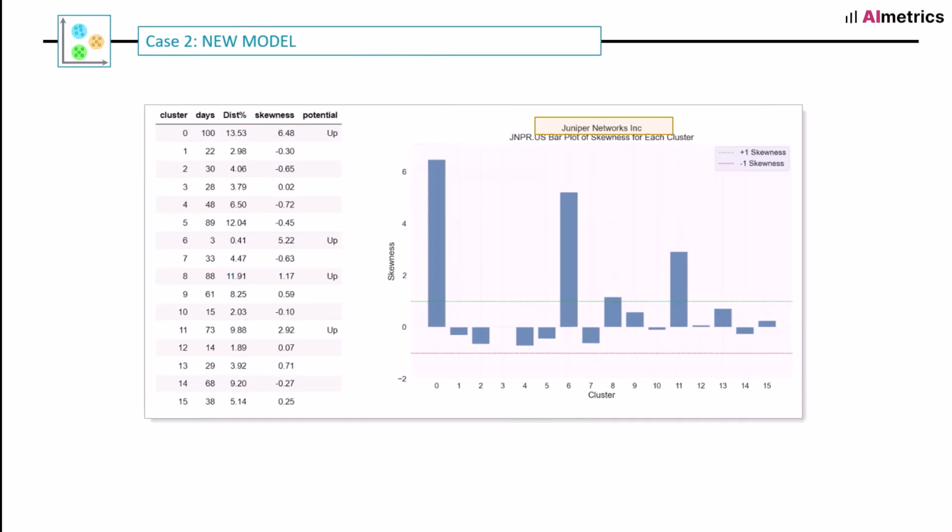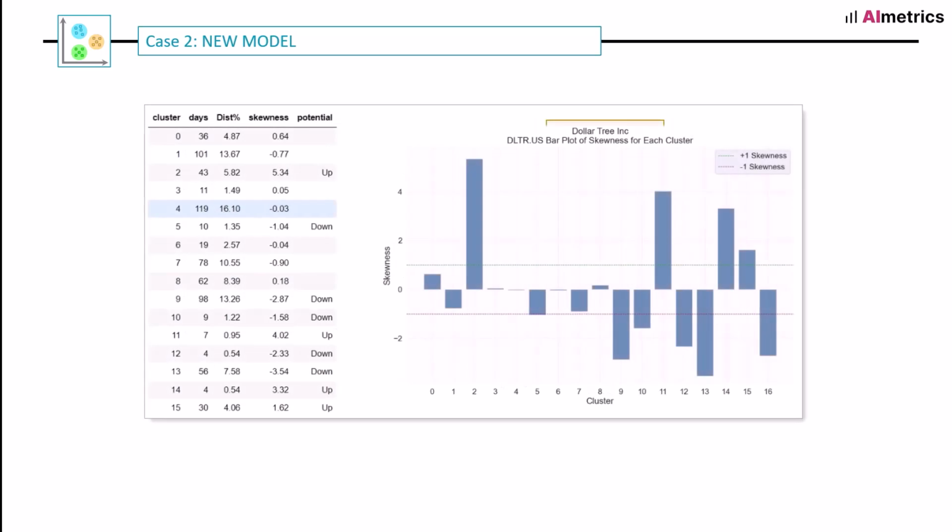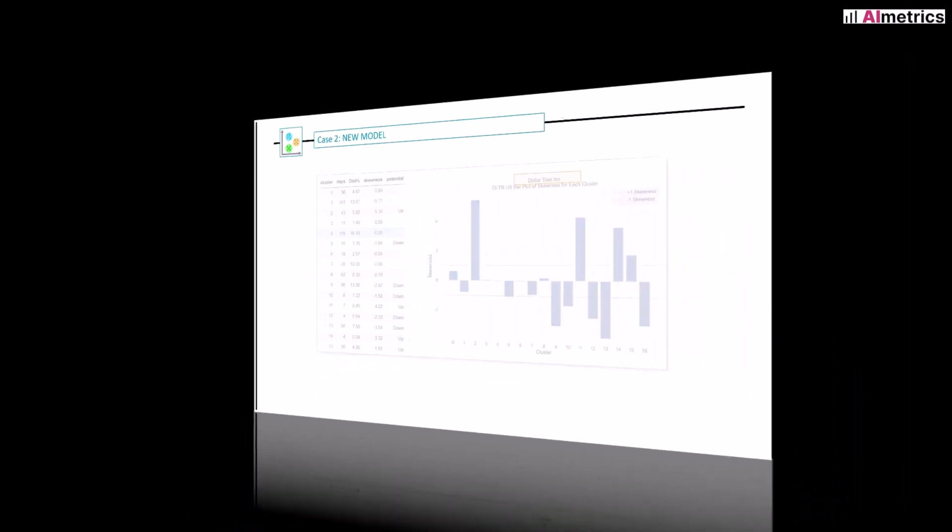When Juniper Networks is in cluster 0, 8, or 11, it will generate a bullish signal. It will not tell us where to buy and sell, but it will provide valuable information. In the case of Dollar Tree, there are several bullish clusters and also several bearish ones. This will be considered for trading. Perform the same process for each company.